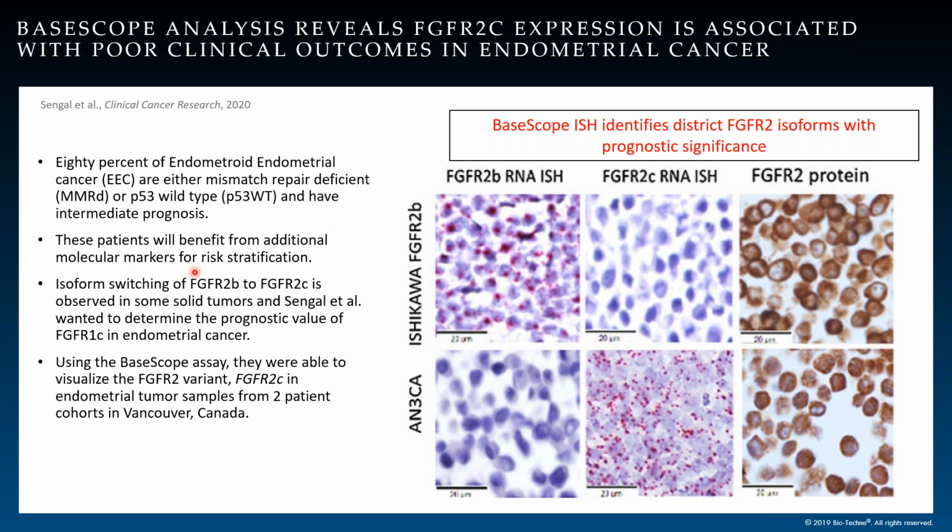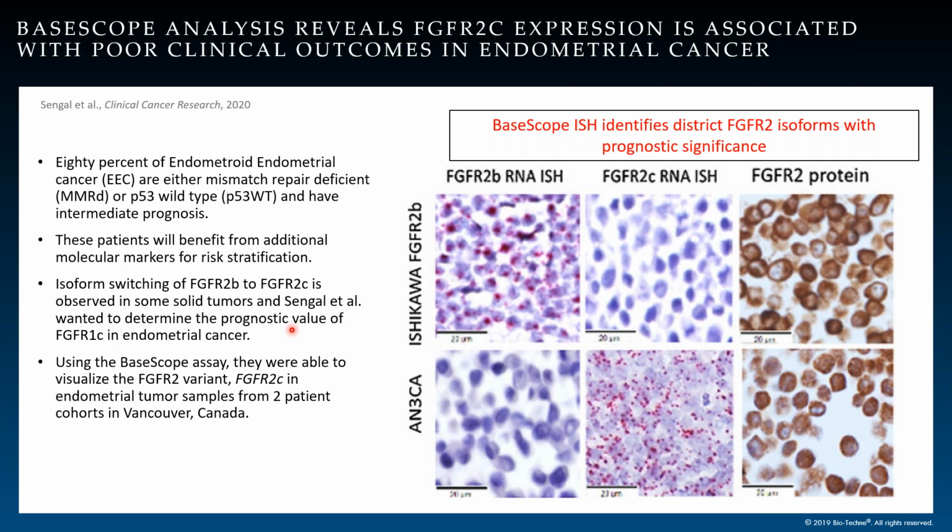So to have a clearer picture for risk stratification, it's important to identify more molecular markers that would make the prognosis more clear. So they turned to this target called FGFR, which they learned that FGFR 2B to 2C isoform switching is found in a number of solid tumor malignancies. So what is the role of this FGFR2 switching in endometrial cancer? For this, they wanted to visualize the expression of FGFR2C and determine its prognostic value in these endometrial cancer tumors.